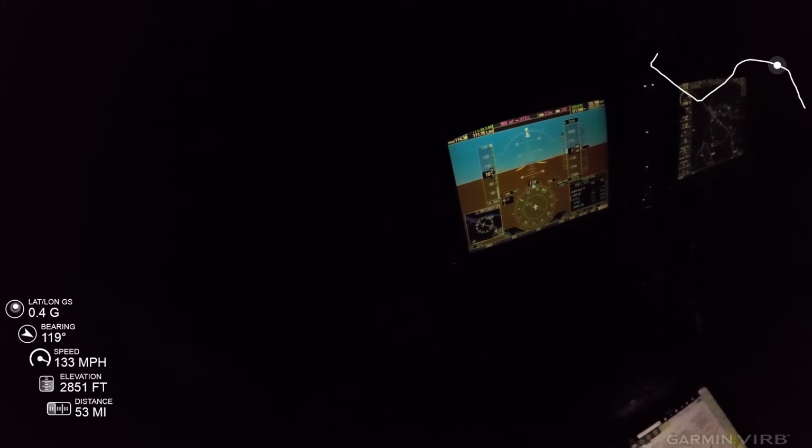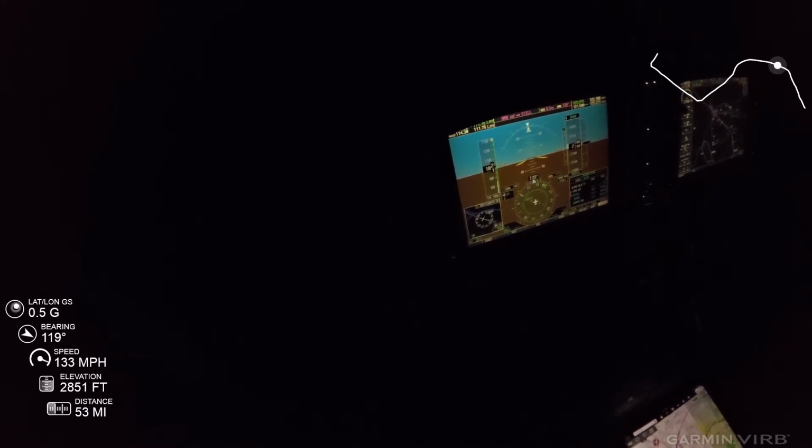So does it look like you're on an intercept heading? Just go back to basics. Does it look like you're on an intercept heading? Yes. Alright, are you clear for the approach, right? Yes. What would you do?